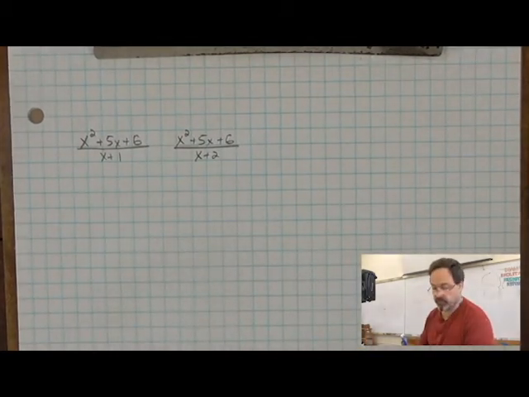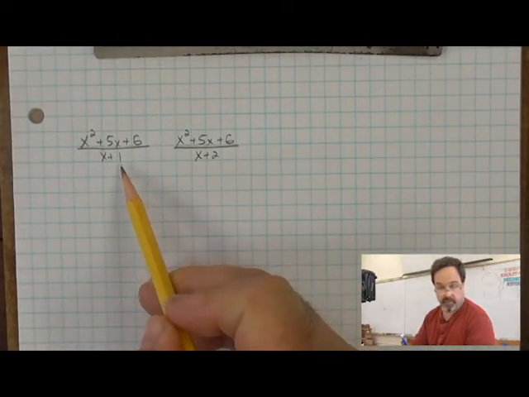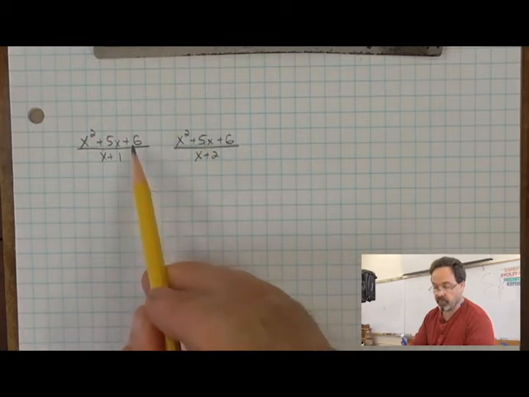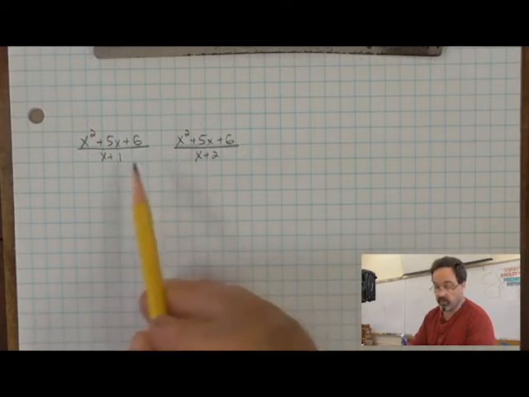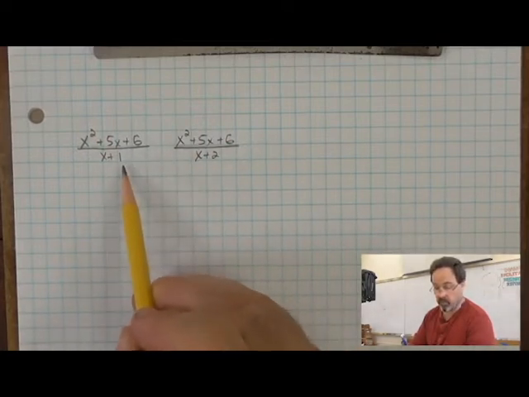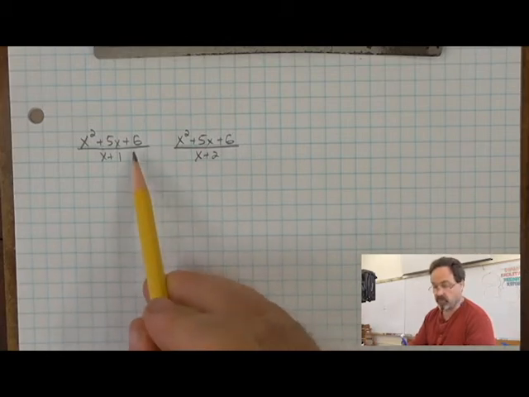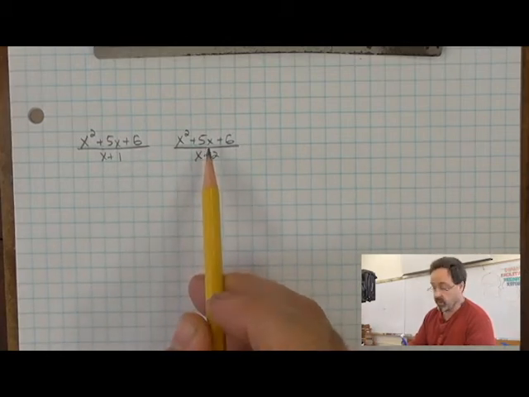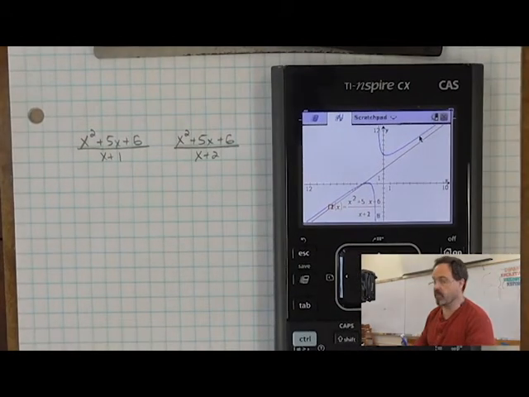These two functions are the same type. They're rational functions. That means they are a function divided by another function. And the numerators of both of these rational functions are the same, x squared plus 5x plus 6, but their denominators are slightly different. X plus 1 in this case, x plus 2 in the other. These functions look very similar. If we were to graph them, we would see quite a difference.